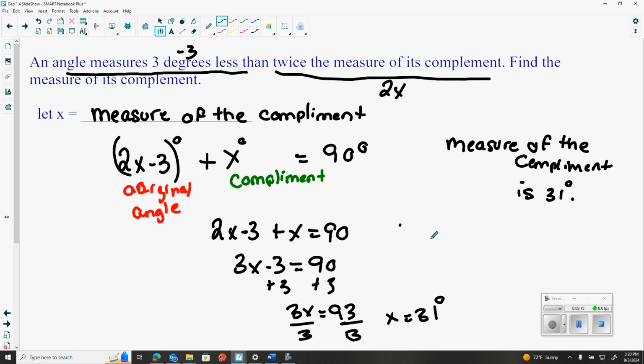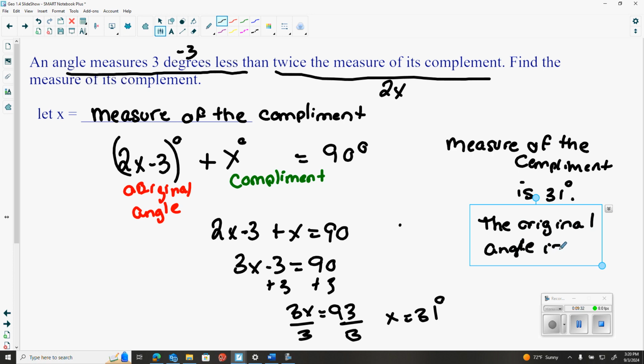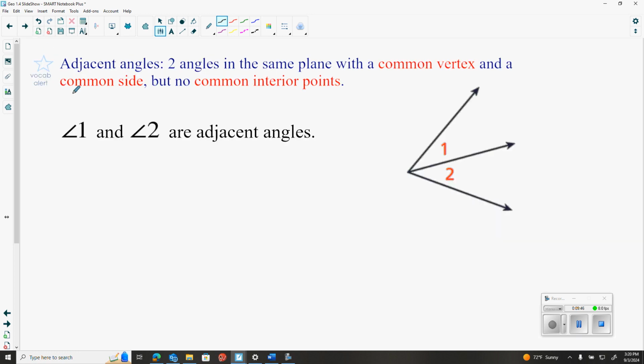And we're not asked, but we can also find the original angle, right? The original angle is the other angle that's going to add to 90 degrees. So we could take 90 minus 31 and say the original angle has to be 59 degrees, because 90 minus 31 is 59. Nice little way, one of those things where algebra is really hidden in. All right, some more vocab.